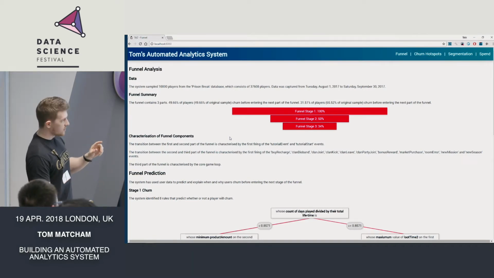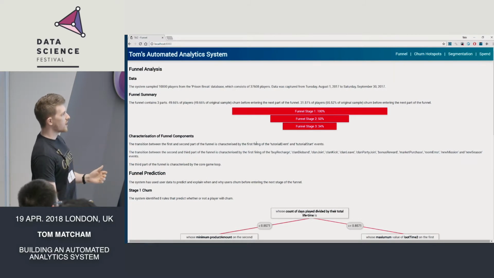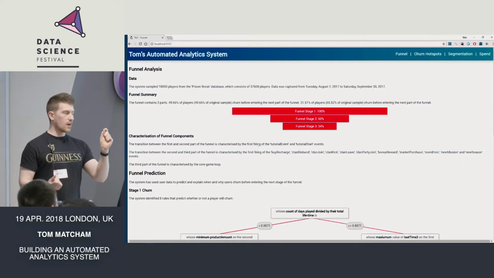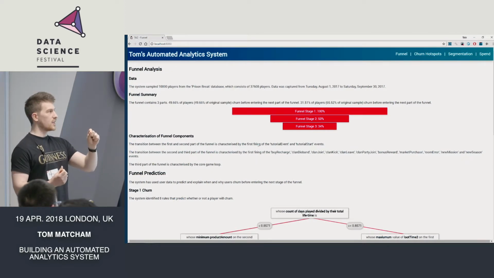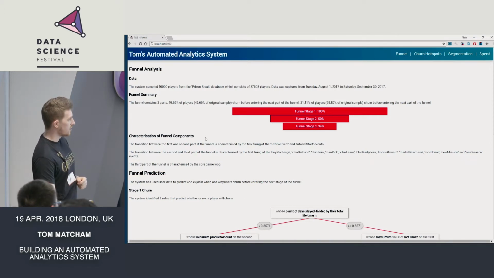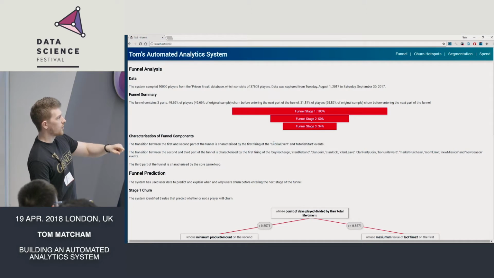To explain what the system's doing here, it lists out what events fire for the first time in a particular stage of the funnel, and never fire for the first time in another stage of the funnel. So in this case, the first stage of the funnel is characterized by the first firing of the tutorial events for this game.